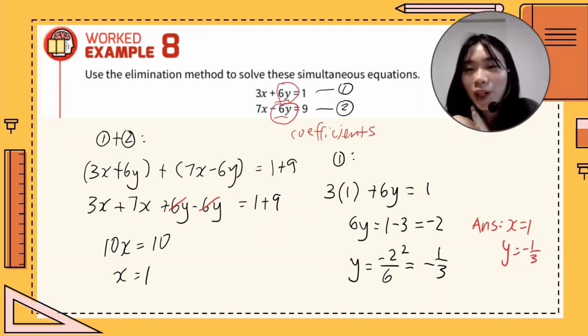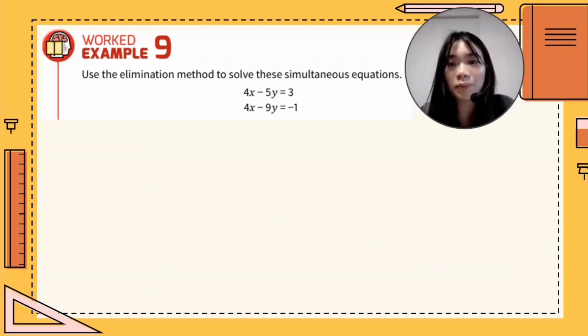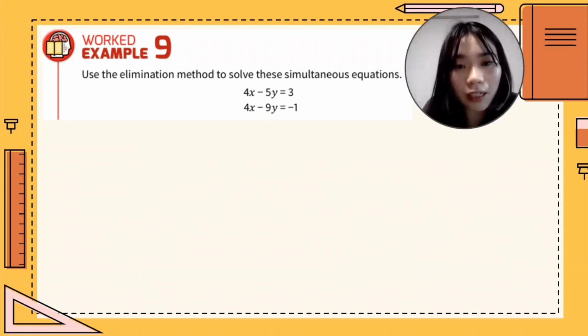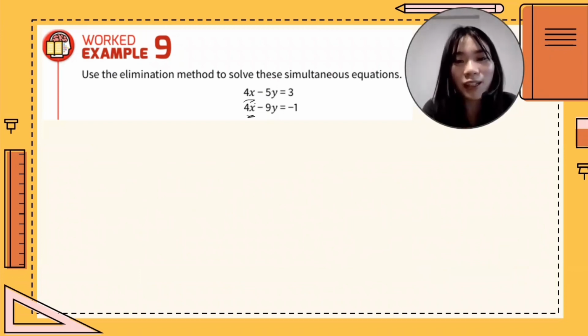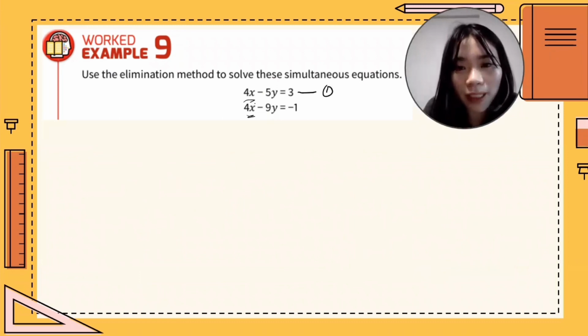Okay, but what if I do not want to add the two equations together? Is there another way that I can eliminate the x or y terms? Okay, so let's look at example 9, in which I am trying to eliminate the 4x over here. But what you realize is if I were to add it together, it does nothing to eliminate the two equations, right? Okay, so let's try a different method. For 1 and 2, let's try subtracting the two equations, okay?